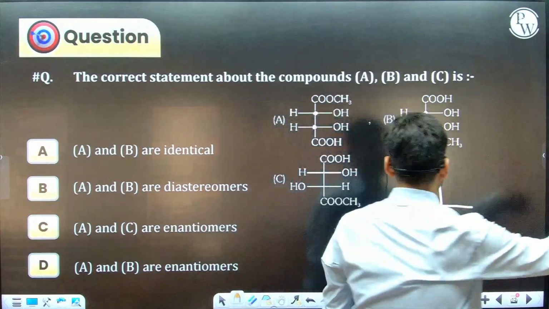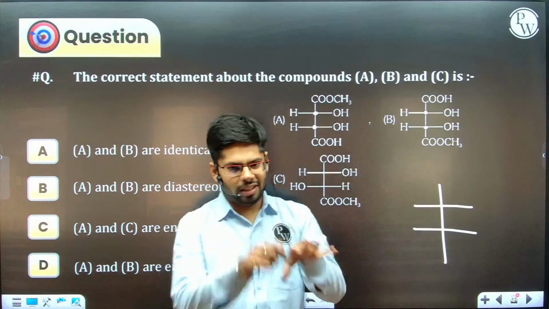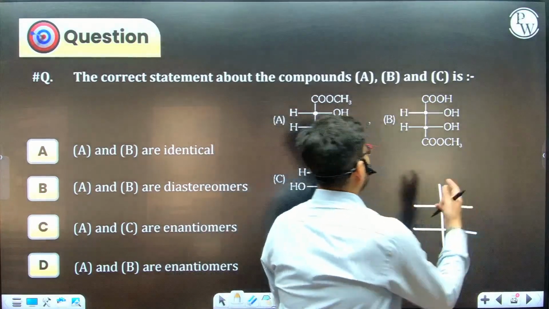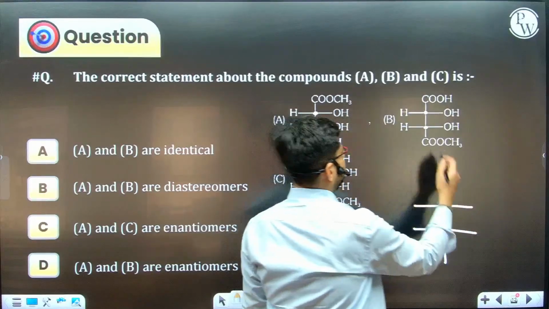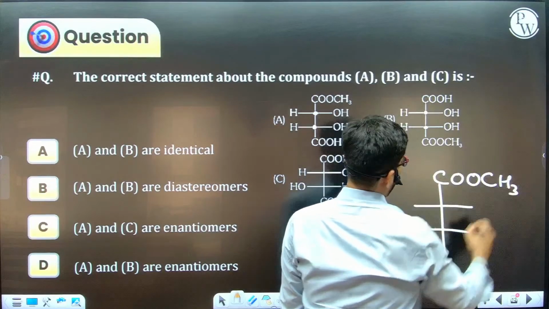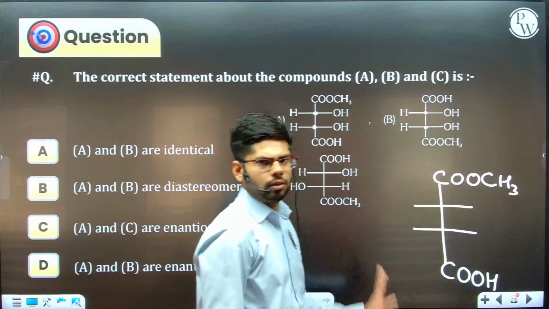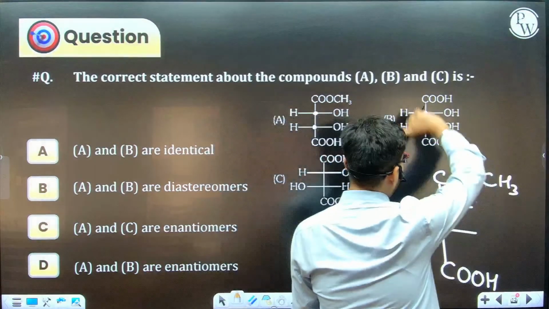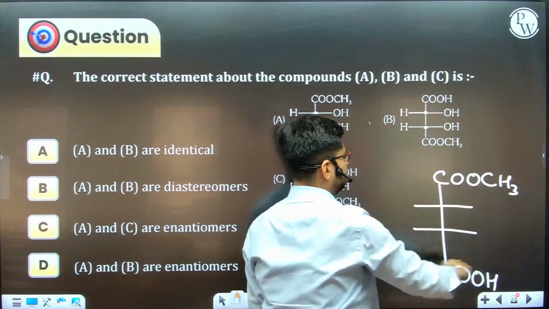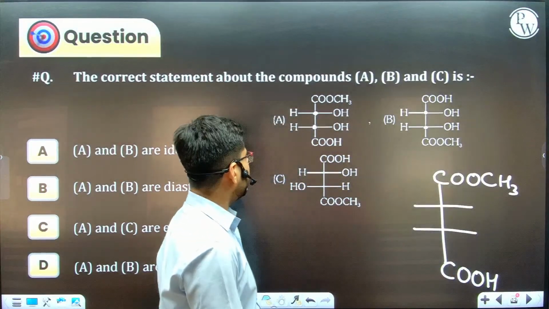If I turn the page on which this is written, now I cannot turn this, but if you write this on a piece of paper and turn the piece of paper, you will see that on turning, you will get this, that is COOCH3 will appear at the top and COOH will appear at the bottom of the Fischer projection along the vertical line. Yes or no? If I turn the page in such a way that COOCH3 appears at the top and COOH appears at the bottom, then what will happen? Look at this, very, very interesting.